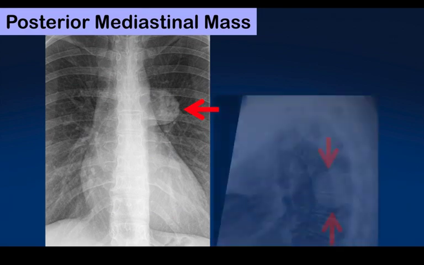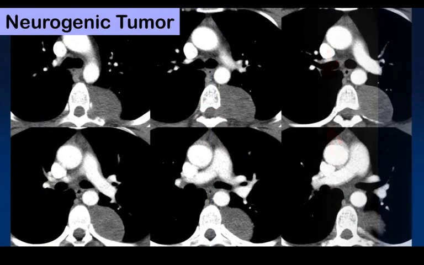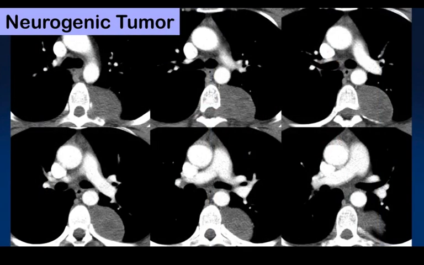We can confirm that on the lateral radiograph. It's very posteriorly situated, likely a posterior mediastinal mass, although again, perhaps a posteriorly situated pleural space mass could have a similar radiographic appearance. CT scan shows typical findings of a neurogenic tumor within the posterior mediastinum. Notice that it is heterogeneous and there is some extension into the spinal canal.